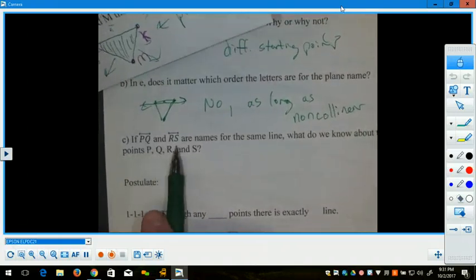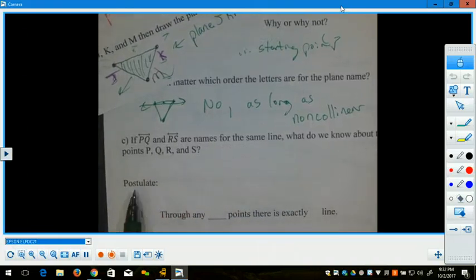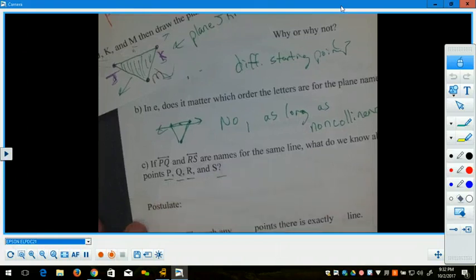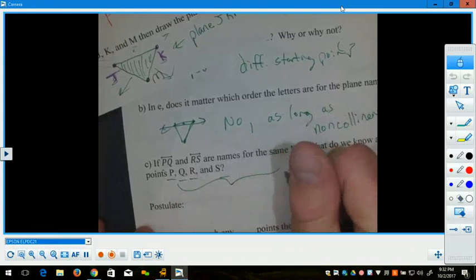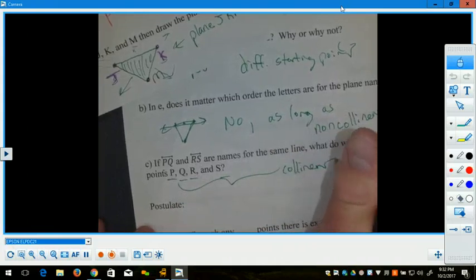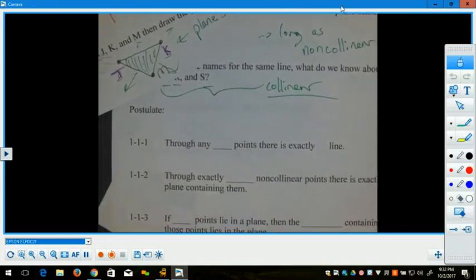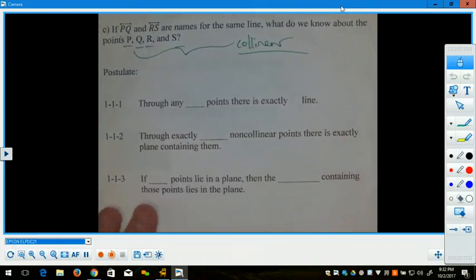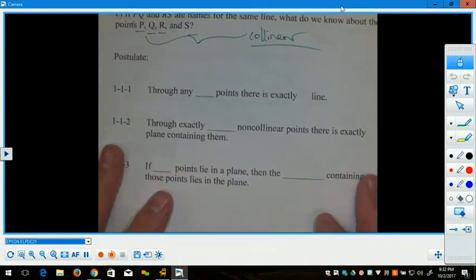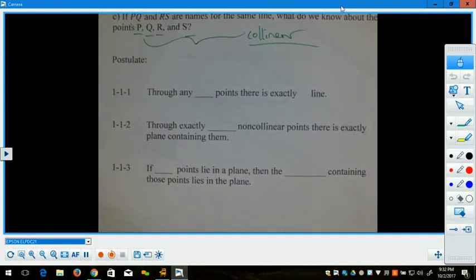Letter C, if PQ and RS are names for the same line, what do we know about the points P, Q, R, and S? Well, if those are the same line, then those points have to be collinear. All right, so I want you to think about this a little bit. This is going to be pretty much common sense to you, but you will have to be familiar with and be able to identify these postulates, and if they're written correctly. They're Euclid's initial postulates, the foundation for the rest of his geometry, on which we built triangles and facts about triangles.